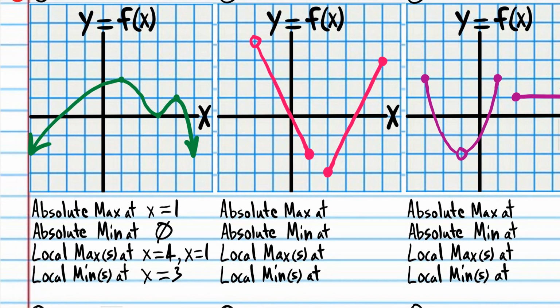Now let's move on to the pink graph, the pink function. Is there an absolute maximum value? And the answer is no. Now this is very strange, because a lot of students would say, wait a second, what about this point up here? That point has the biggest y value. Well, it's a hole, so that point doesn't count.